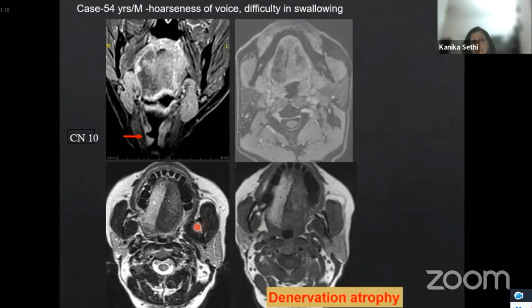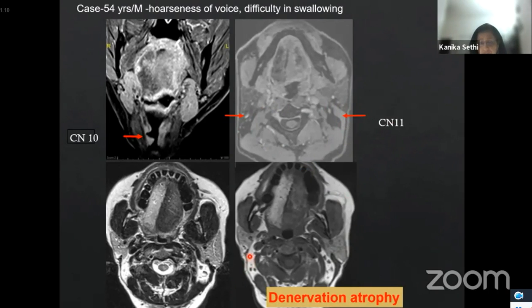Then you see, so these are all denervation changes of the 12th nerve. What you see, the laryngeal ventricle on the right side is dilated with medially positioned right vocal cord. So that's the 10th nerve. Then you see atrophy of the right sternocleidomastoid compared to the left side. So that is the 11th nerve.